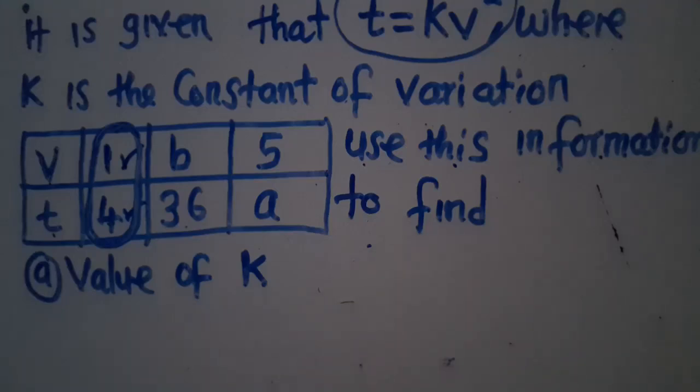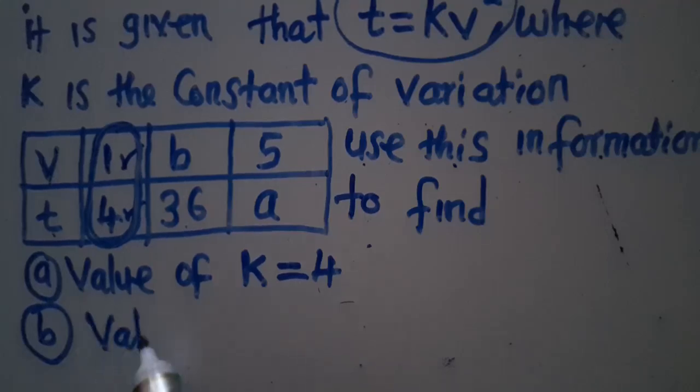K is equal to what? We found k is equal to 4. We move to the other question. The other question was asking for the value of a. They want you to find the value of what? The value of a. How can you find the value of a?